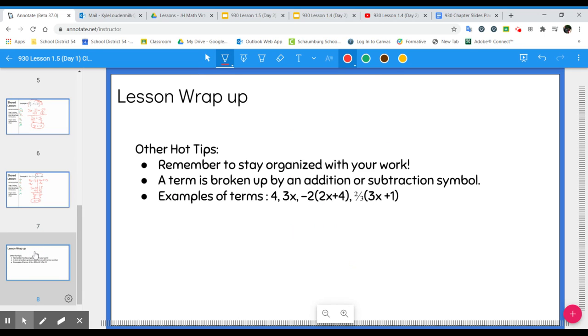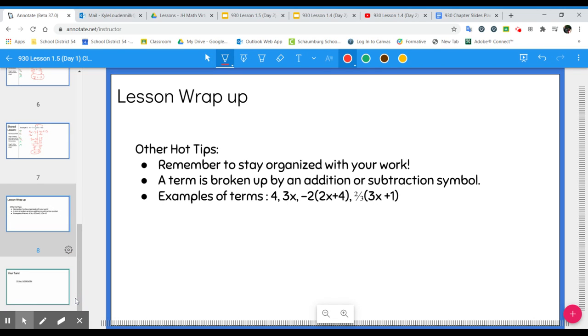So to wrap up the lesson, stay organized with your work. That's why I continue to do these steps. That's why I continue to put the things on the left side. That's why I do all of those things. Make sure that you know that each term is broken up by addition or subtraction symbol. So every term, if we're clearing something, you got to make sure that you distribute it to every single term. Okay, and then that's pretty much the example. And make sure that when you're distributing and when you're clearing, you clear all of the fractions if there are still fractions left in the second step.